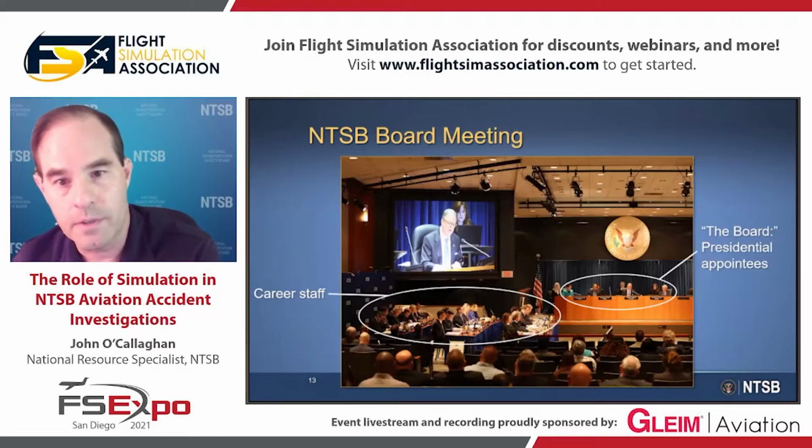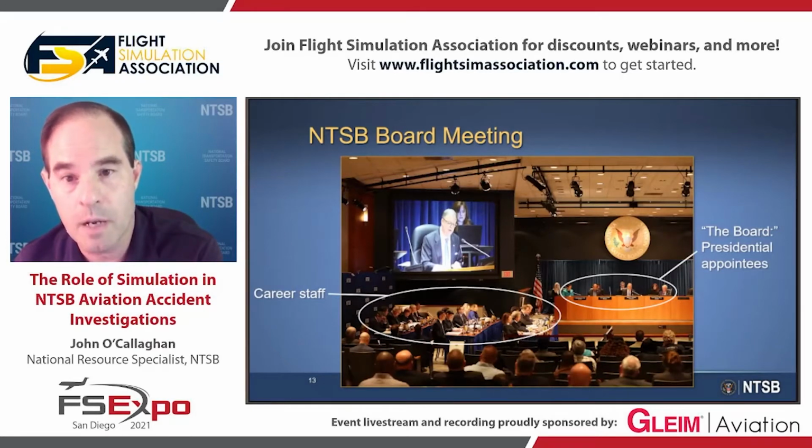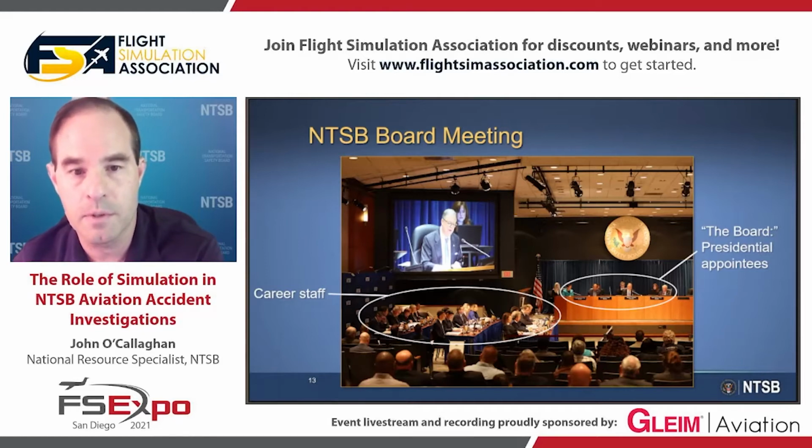At the end of an investigation, the staff will present a final report containing a proposed probable cause of the accident and proposed findings and recommendations to the board at a publicly held board meeting. A picture of such a meeting before COVID is shown here. The board members are on the dais, the NTSB staff are seated at the tables to the left, and the public are seated facing the board.